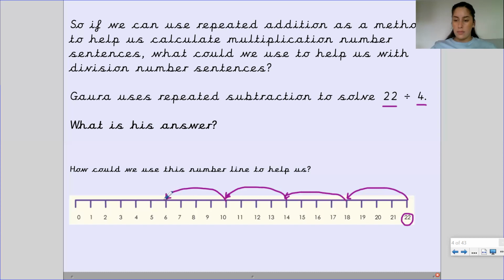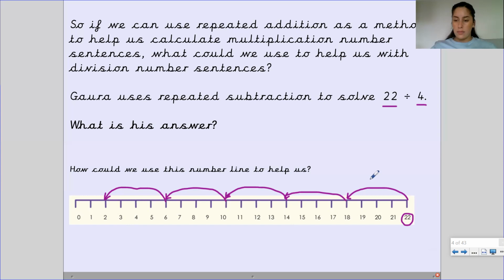Can I subtract 4 from the number 6? Yes, because 6 is still larger than 4. So 1, 2, 3, 4. One more jump of 4. Okay, can I subtract 4 from the number 2? No. Why can I not subtract 4 from 2? Well, because 2 is smaller than 4, so I can't subtract 4 from it. If you hold up 2 fingers, you can't subtract 4 fingers from 2 fingers because you don't have enough.